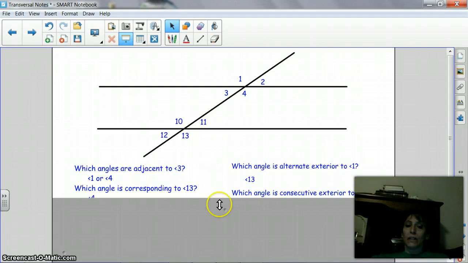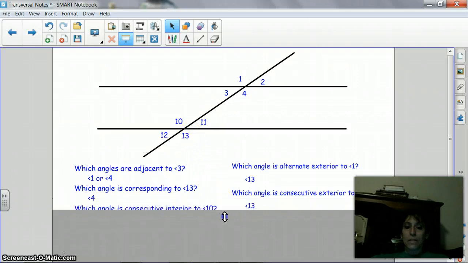Alright, corresponding to angle 13. Now angle 13 is on the bottom right side. So when I go up to this set, the bottom right side is going to be angle 4. And then the other question says which angle is consecutive exterior to angle 2? Well, consecutive means on the same side, and exterior means on the outside. So the only other one on the outside on the same side as angle 2 would have to be angle 13. Alright, so there we've got 4 and 13.